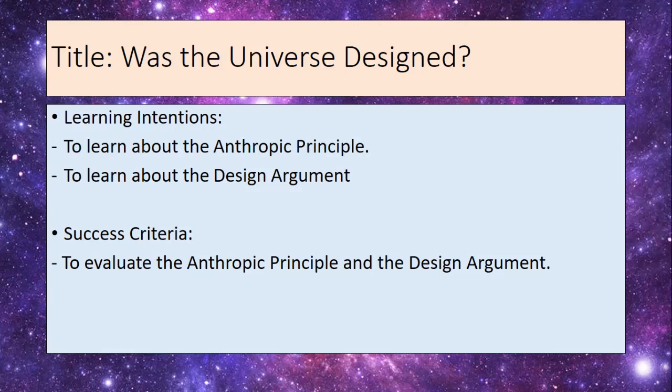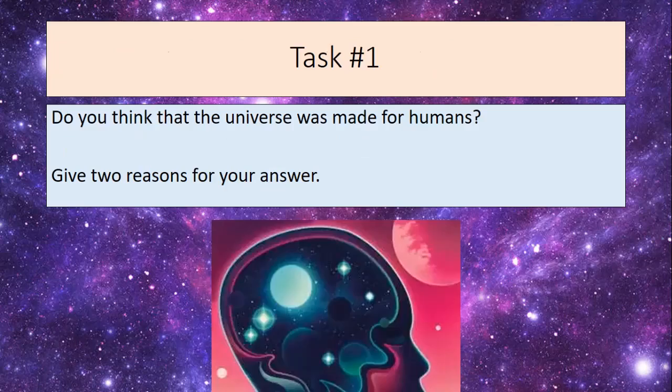So what you're going to do first of all is you're going to answer this question for me. Do you think that the universe was made for humans? Give 2 reasons for your answer. So you're writing in full sentences. And I'd like you to give 2 reasons for your answer.